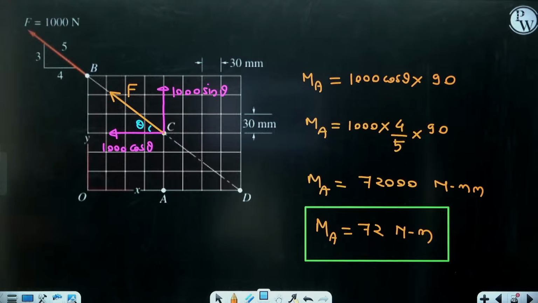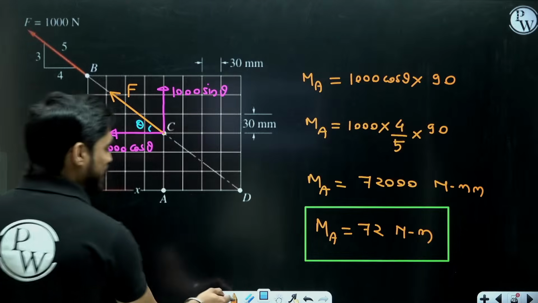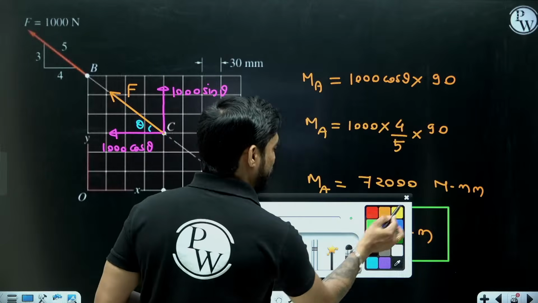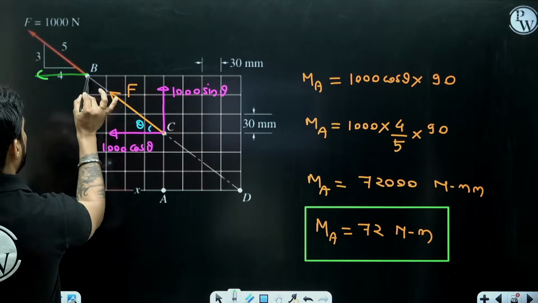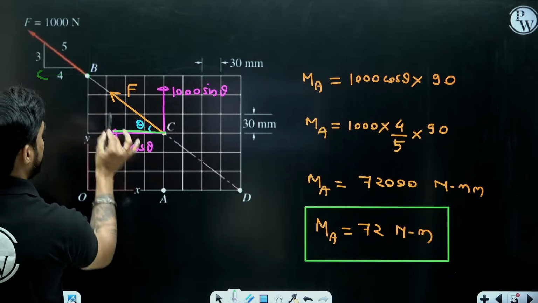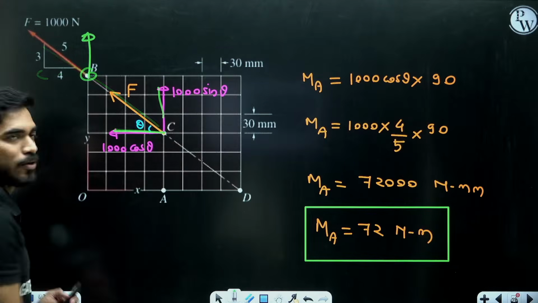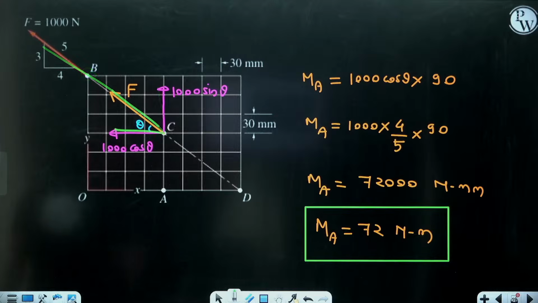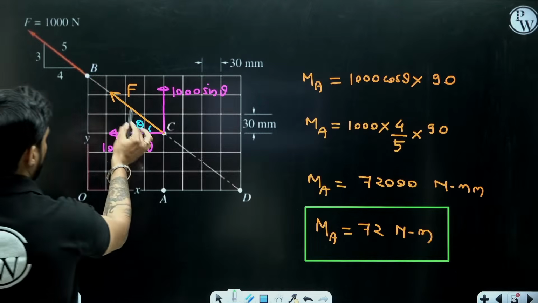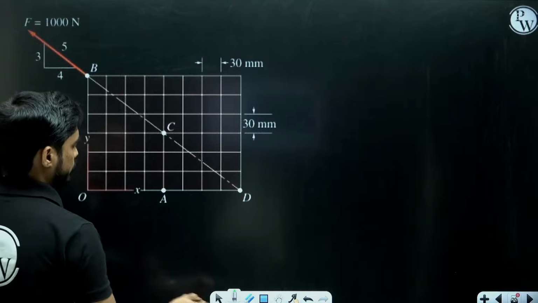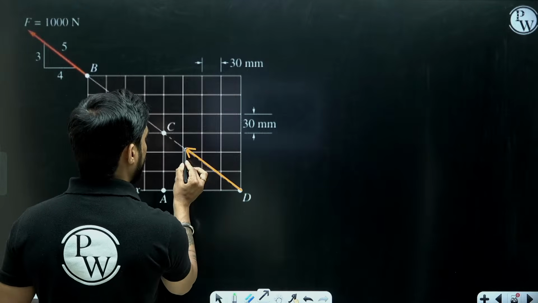So this is the application of the principle of transmissibility. Do you understand it now? Instead of resolving at point B, we moved the force from B to C and resolved the force at point C. Now we can further move the force from B to D. So this time I want you to resolve the force at point D.